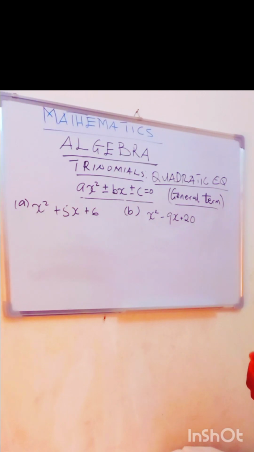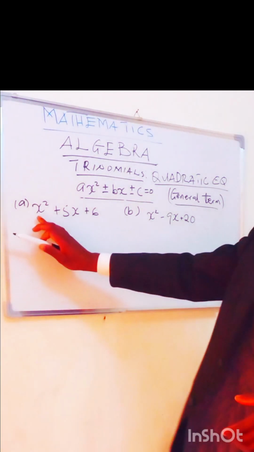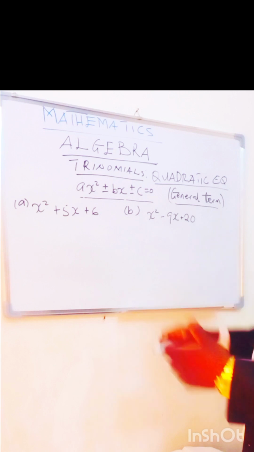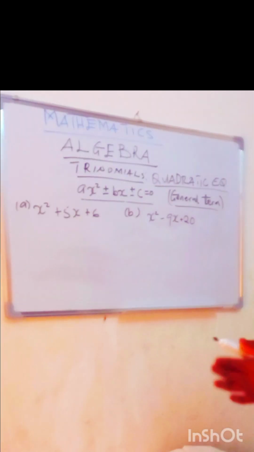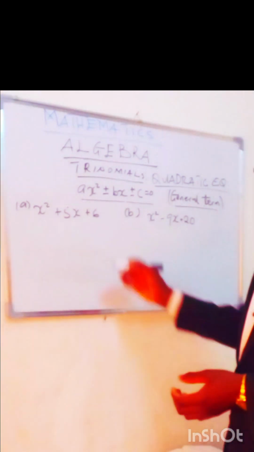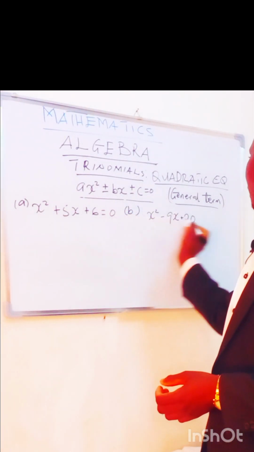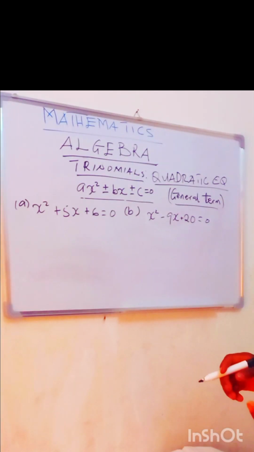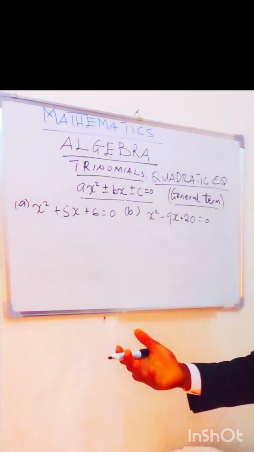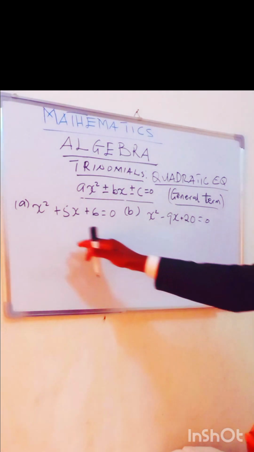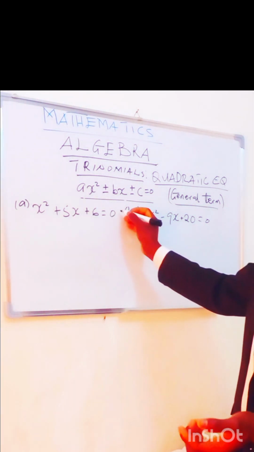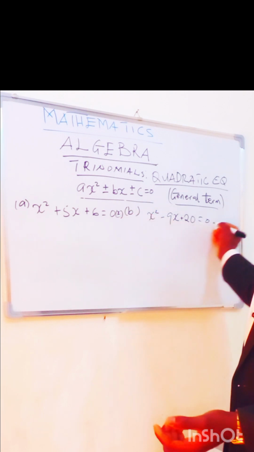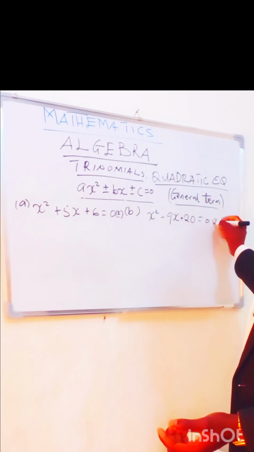In the first place, we got those two examples that have been put forward. So how can we work them out? Equals to 0, equals to 0. We are going to factorize them and find the values of x, because in this case we're going to find the value of x. Also, we're going to find the value of x in this case.